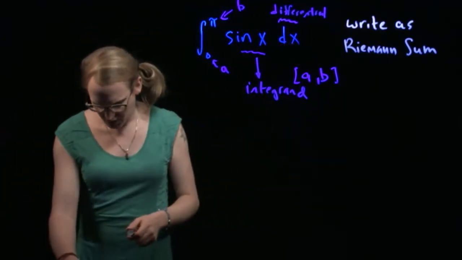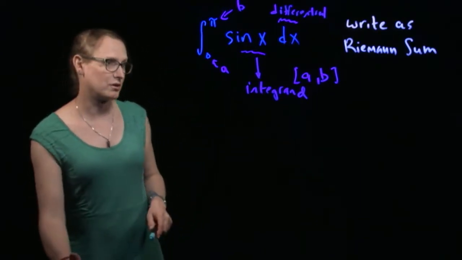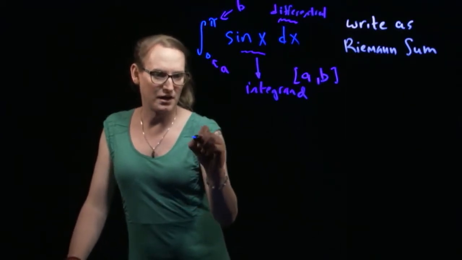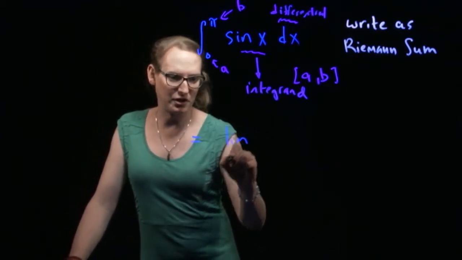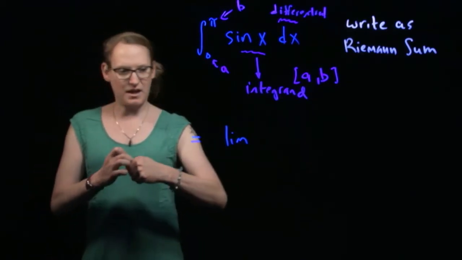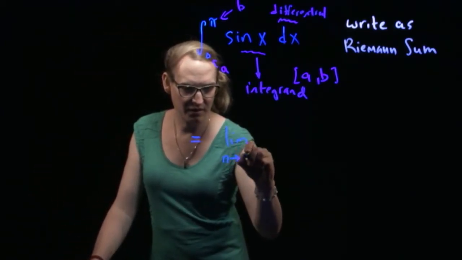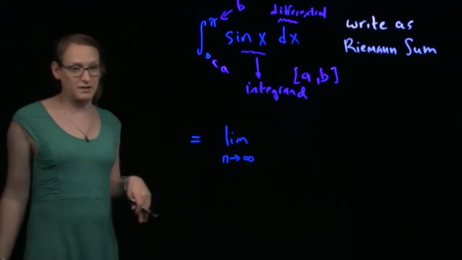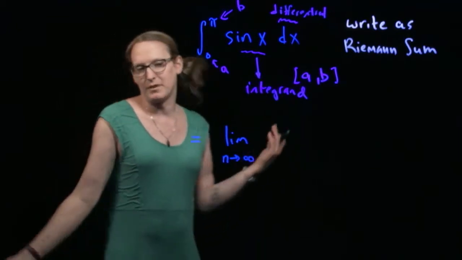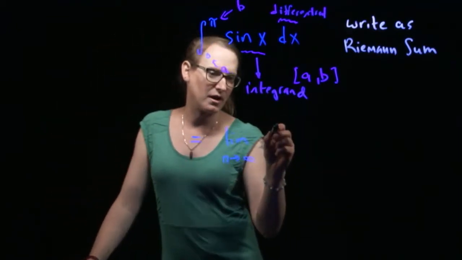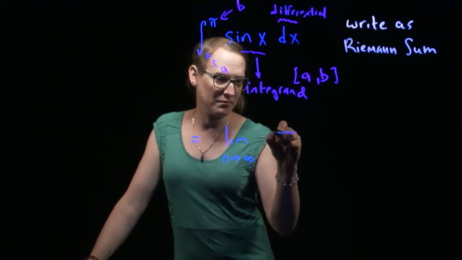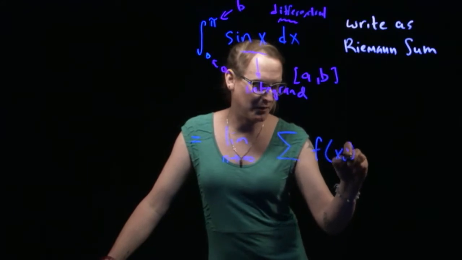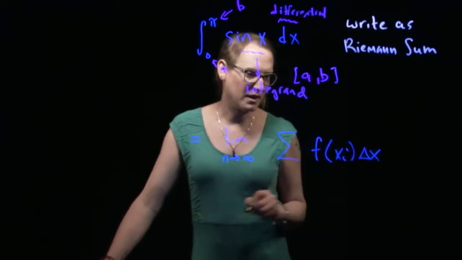And the formal limit definition says that this expression right here is equal to the limit as n goes to infinity. You'll see it both lowercase and uppercase, depending on the sources that you're reading. Today I'm working with lowercase. In principle, it doesn't matter. Of the sum of f of x sub i times delta x.